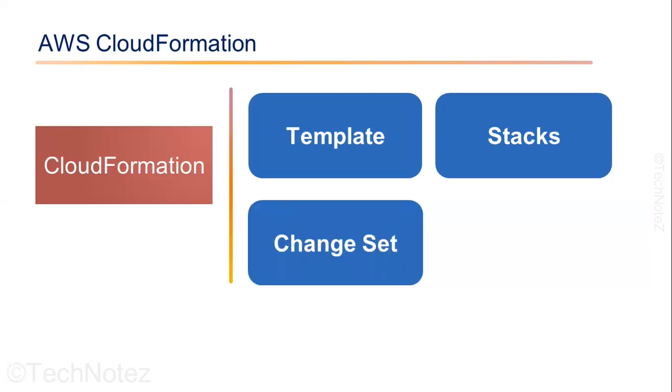Change set. CloudFormation change sets allow you to preview changes to a stack before applying them. This is useful for reviewing the impact of changes, verifying that your infrastructure will be updated as intended, and avoiding unexpected consequences. A change set includes the difference between the current stack and the proposed changes, such as adding new resources, modifying properties, or deleting resources.